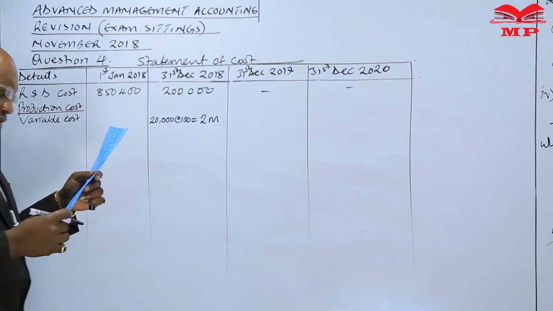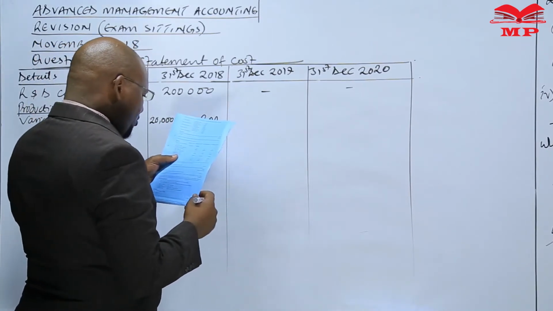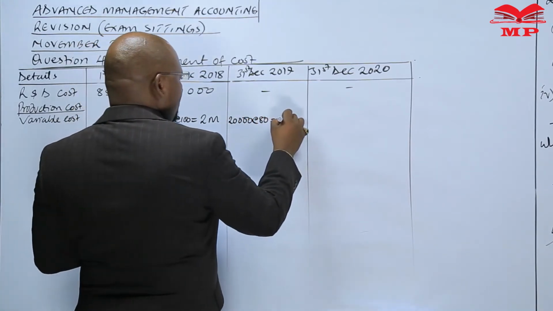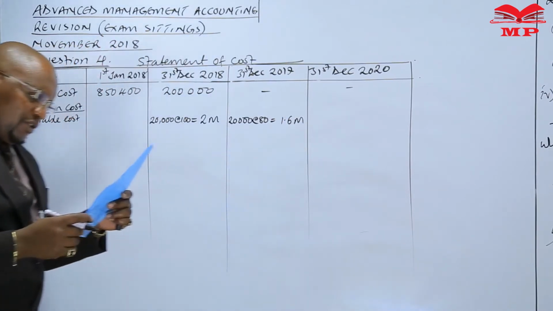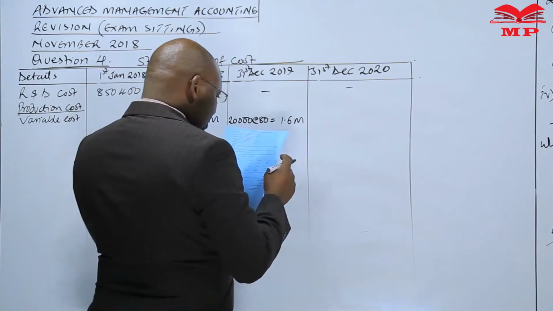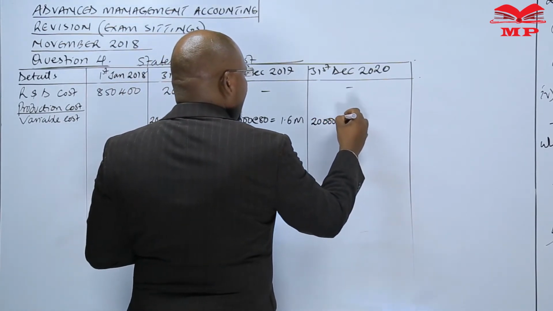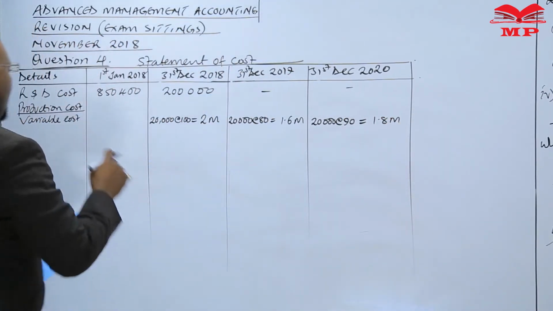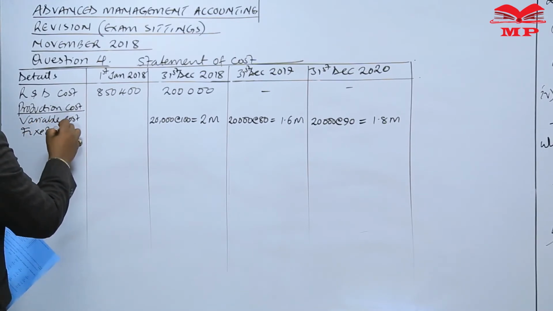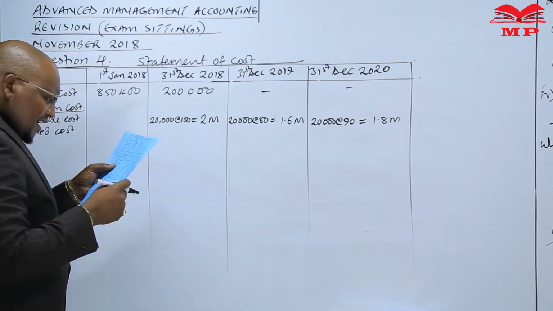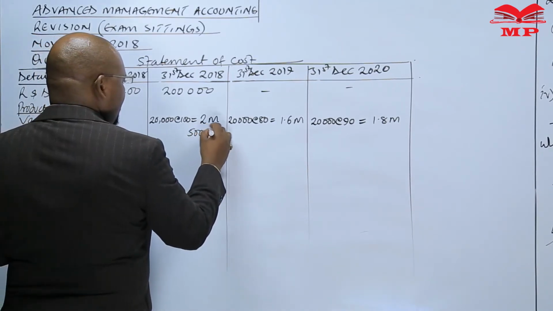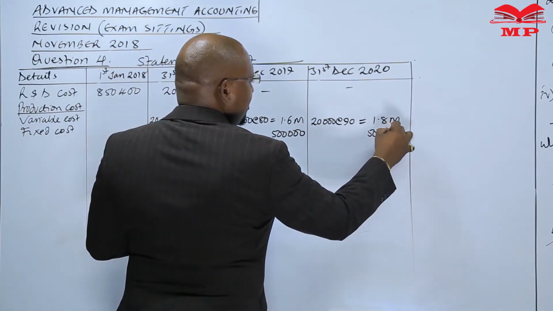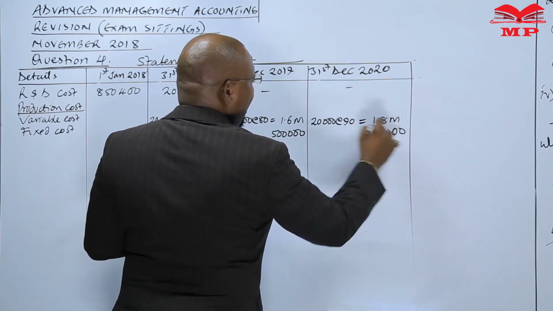Then 2019, we have 20,000 units at 80. This shall give us 1.6 million. Then 31st December 2020, the units are 20,000 at 90, which is 1.8 million. That's about the variable cost. Then we come to fixed cost. The amount given here is 500,000, 500,000, 500,000 and 500,000. Now these are compatible, so we can add because they total.